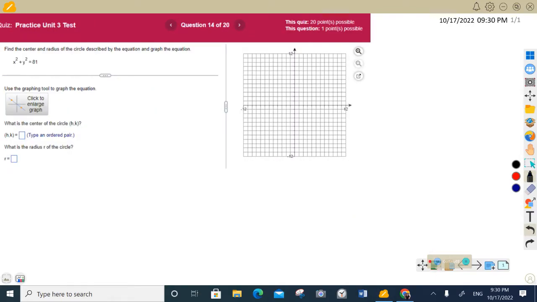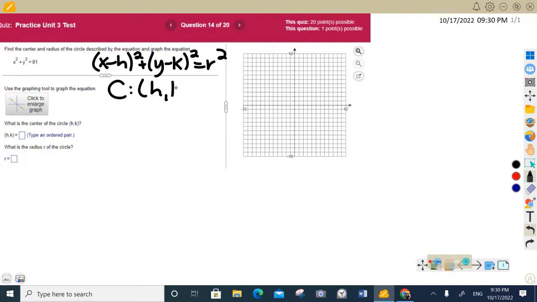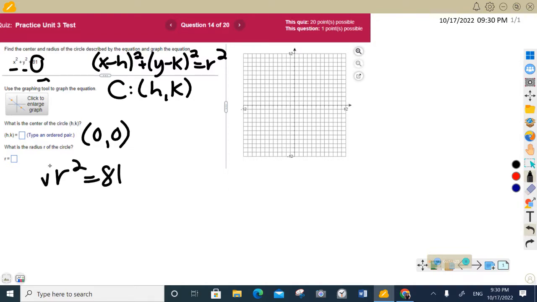Okay, question 14 wants you to find the center and the radius of the circle. This is a fairly easy question. Remember, the standard form for a circle is x minus h quantity squared plus y minus k quantity squared equals the radius squared. So the center is h comma k. There's nothing attached to x or y, and we're not adding anything to it, so the center is just going to be 0, 0. That's nice. Now, a lot of people mess this up. The 81 is not the radius. That's the radius squared. So to solve for the radius, you got to take the square root of both sides. So the radius is going to be 9.